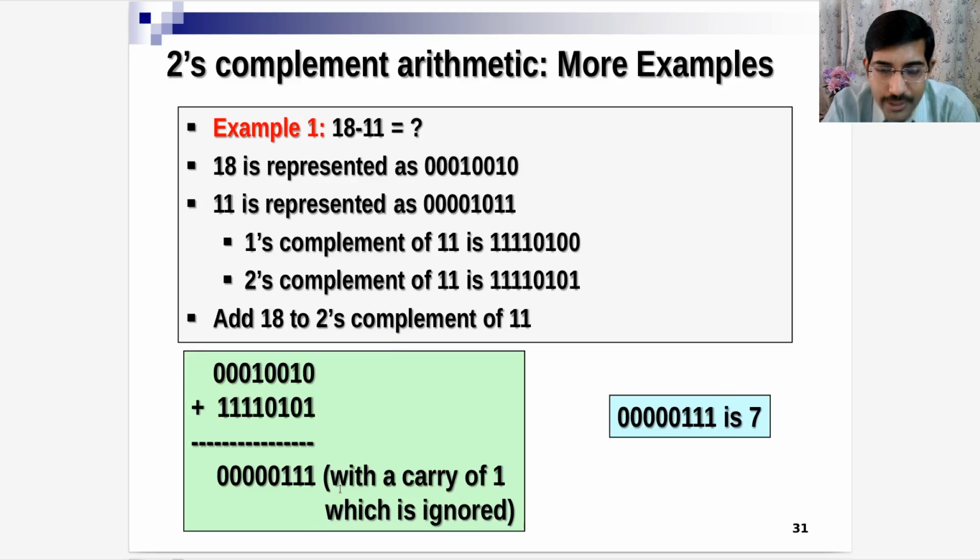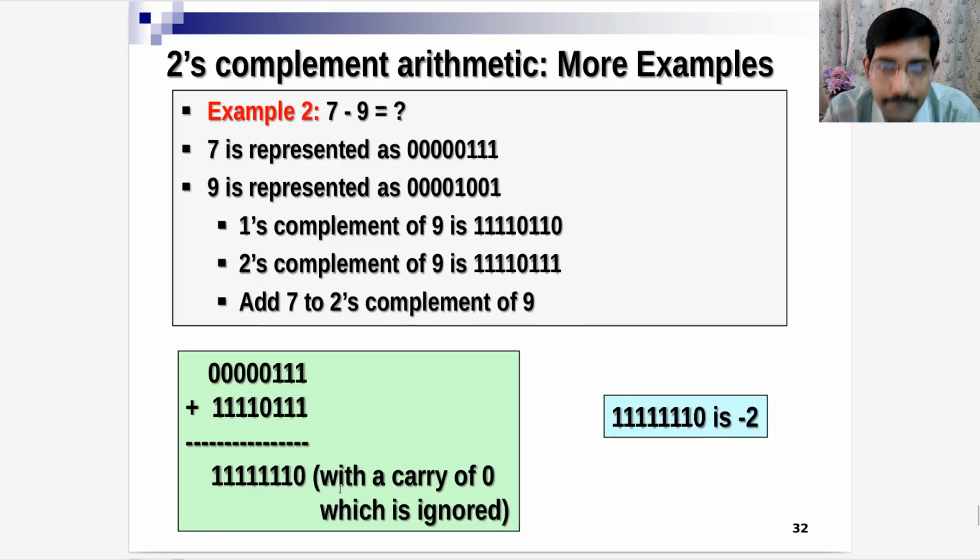Just do it in your notebook if you are feeling that you want to check the procedure, you will get it. 7 minus 9. So for 9, the 1's complement, you get this in 8 bits. For the 2's complement, you add 1 to it, you get this. Now you add it. When you add, you have a carry 0 which is ignored, the MSB is 1, and the rest is in 2's complement, so if you get the actual number, it will be 0, 0, 0, 0, 0, this one will be 1 and this is 0, so minus 2 is your answer. So the 2's complement of minus 2 is this result.